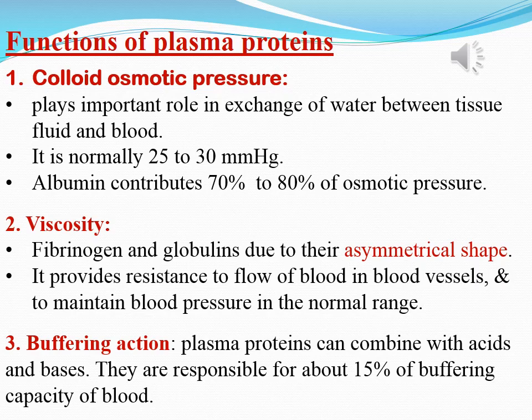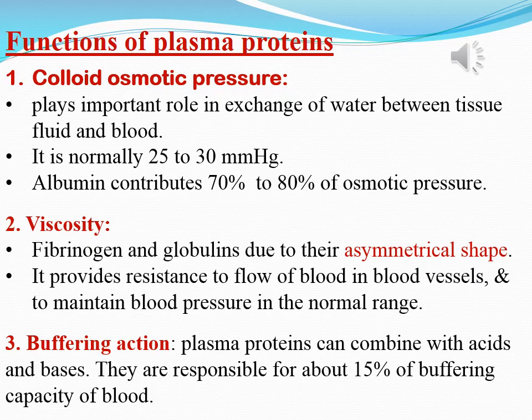Second, viscosity. Also, the fibrinogen and the globulin play important role in the viscosity due to their asymmetrical shape. So it provide resistance to flow of blood in the blood vessels. يعني احنا كلنا نعرف انه البلد thicker about 5 times than the water، والفلو مال البلد مثل ما هو مشاهد ومعروف يختلف عن الفلو of water، more thickness بالبلد، وبالتالي اكو مقاومة، اكو resistance to flow of blood.